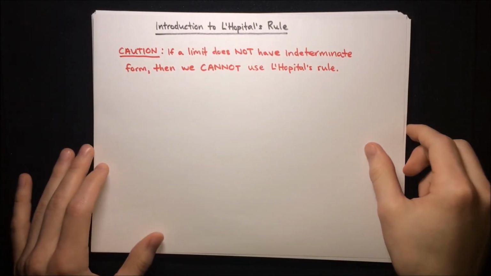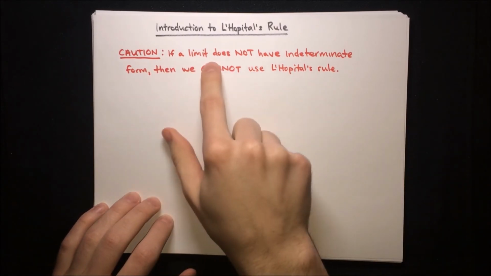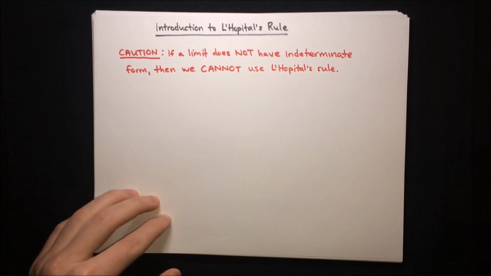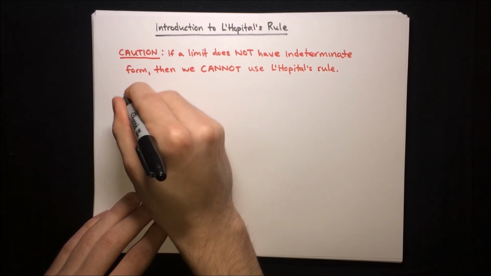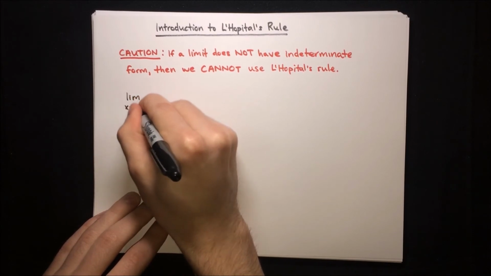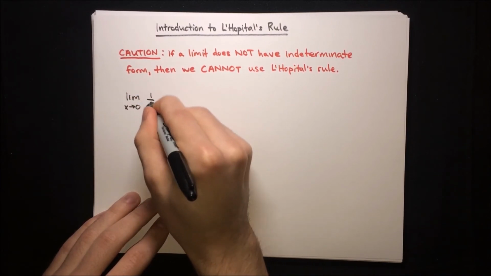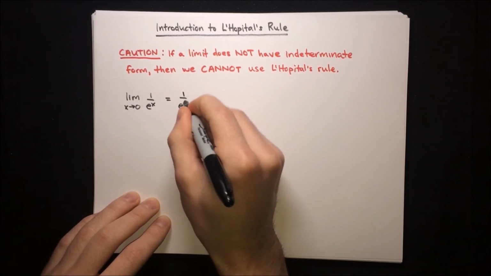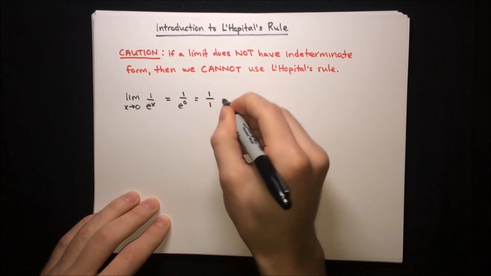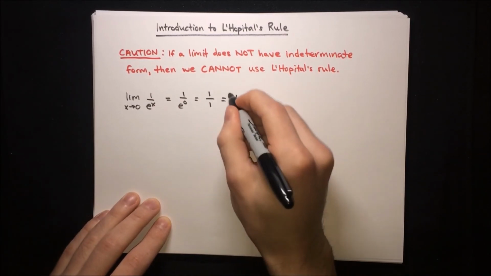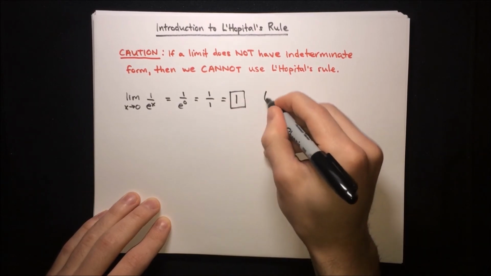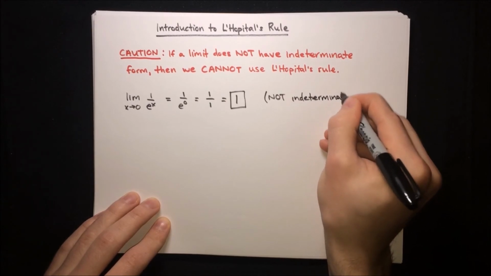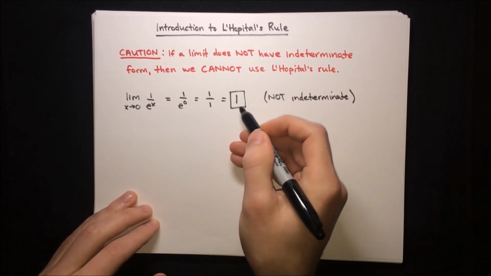One caution when working with L'Hopital's rule is that if the limit does not have indeterminate form, then we cannot use L'Hopital's rule. To highlight why this is the case, let's consider the limit as x goes to 0 of 1 over e to the x. If we try to plug in 0 here, we just get 1 over e to the 0, and e to the 0 is just 1, so we've got 1 over 1, which comes out to 1. So this is actually the value of our limit. It's not indeterminate. We know exactly what it comes out to. It comes out to 1.